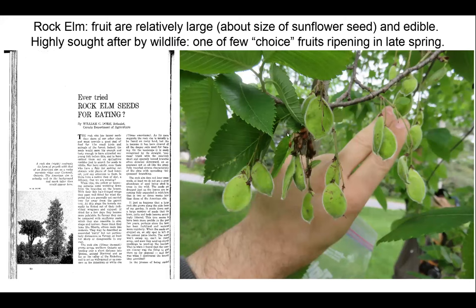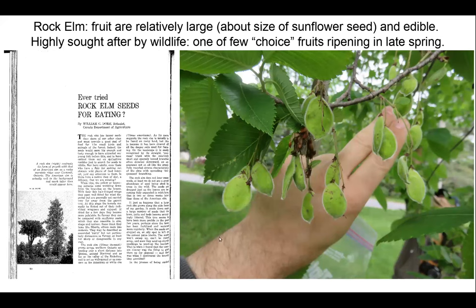And the seeds are much larger than slippery elm or rock elm. The kernel inside this green container, I'm going to call it, is about the size of a sunflower seed and tastes really good. It's sort of like a garlicky, oniony, nutty flavor, and it seems healthy, and the animals go nuts for this.